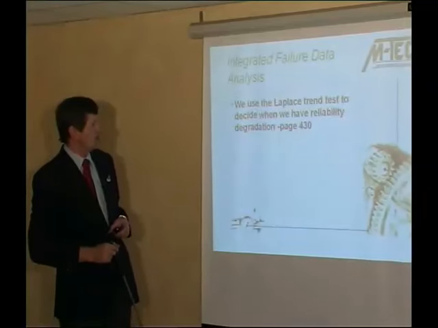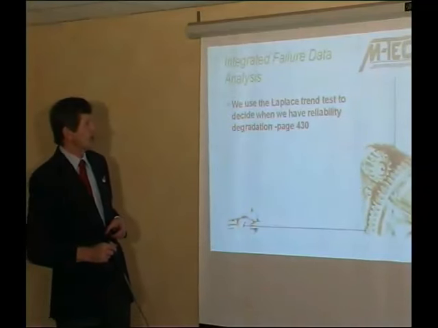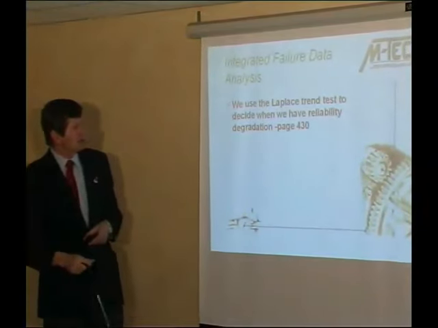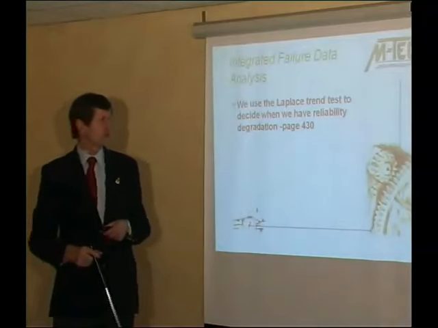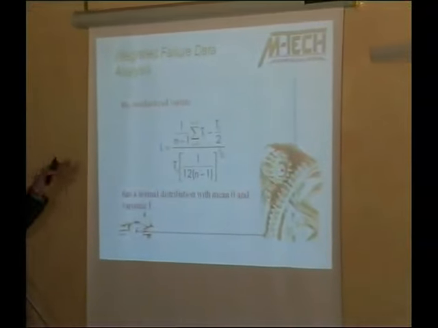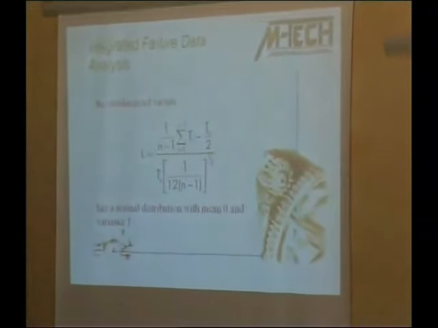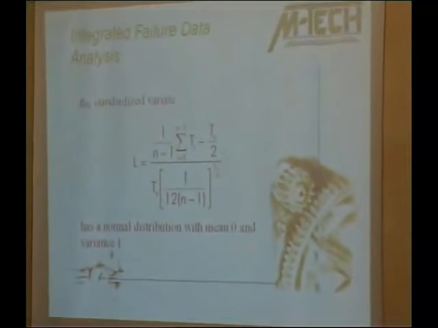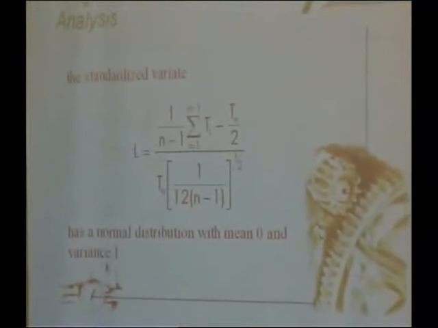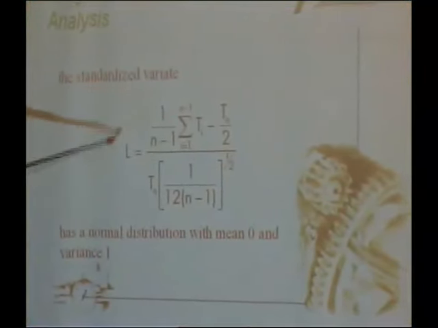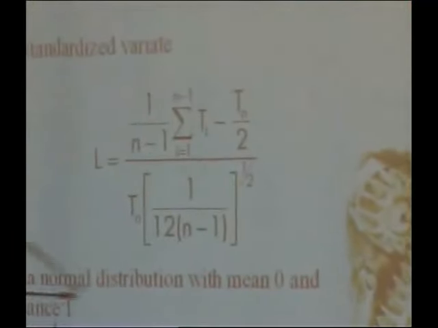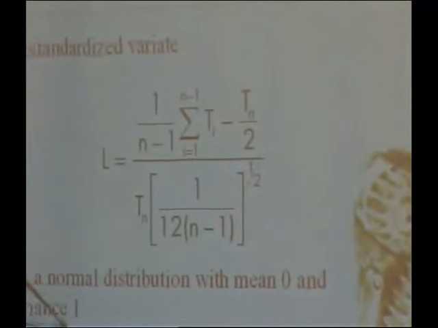Now we make use of the Laplace trend test to decide when we have reliability degradation. It is documented on page 430. And this is the test that Laplace developed. This test was developed in 1773 and is still regarded today to be one of the best tests for trend in failure data situations. We say the standardized variate, which was what Laplace developed, has a normal distribution with a mean of 0 and a variance of 1.